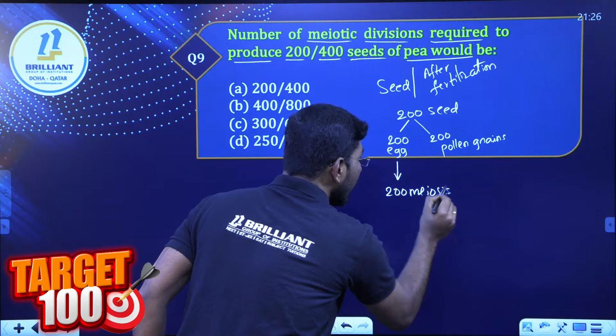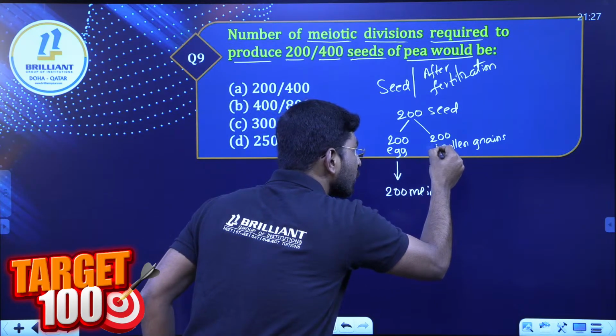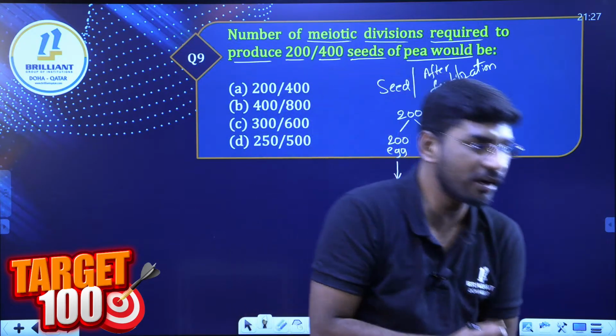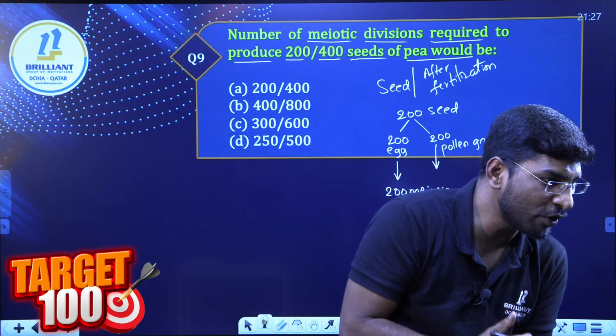Fine. Can you please tell me, for the production of 200 pollen grains, how many meiotic divisions? How many meiotic divisions?